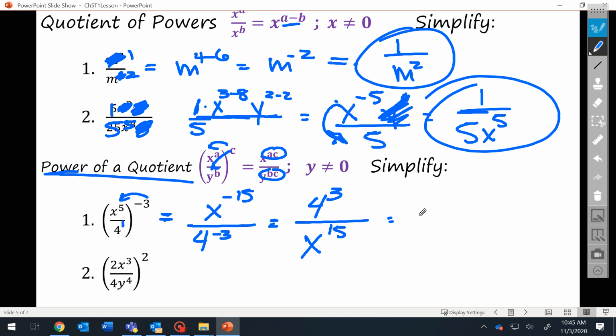And 4 to the third power, 4 times 4 is 16, times 4 is... wait, is it? Wait, no, 64. Four times 4 times 4 is, yeah, 64. So this is 64 over x to the 15th.